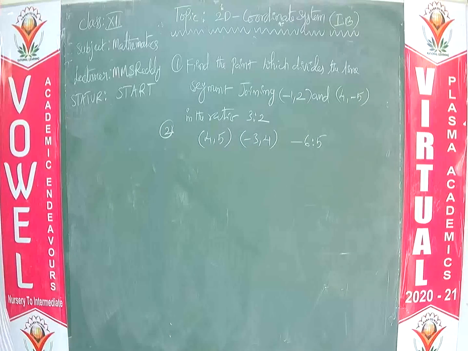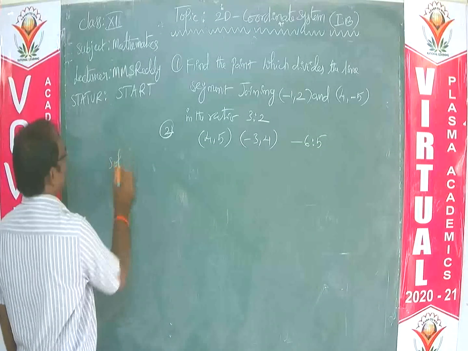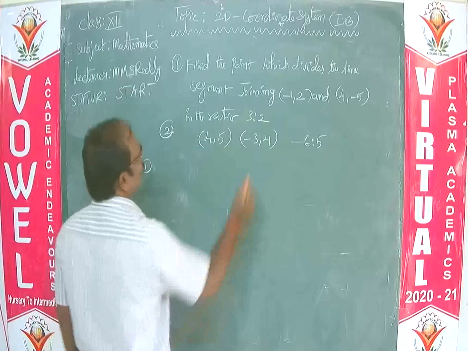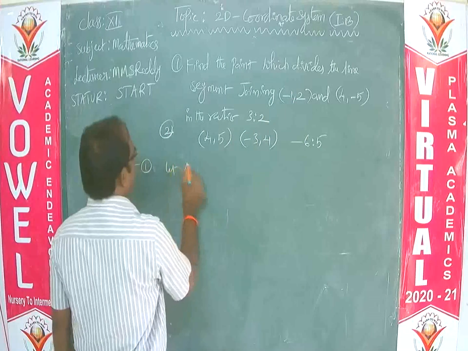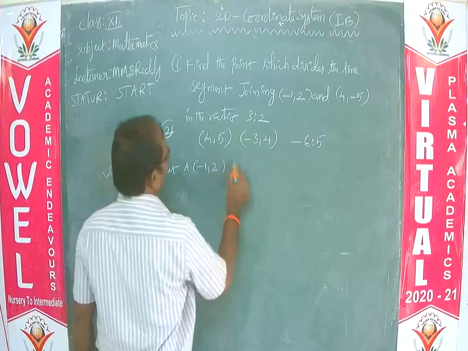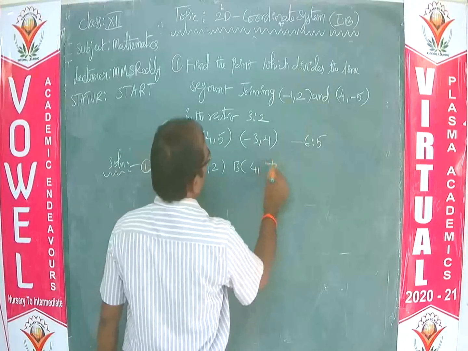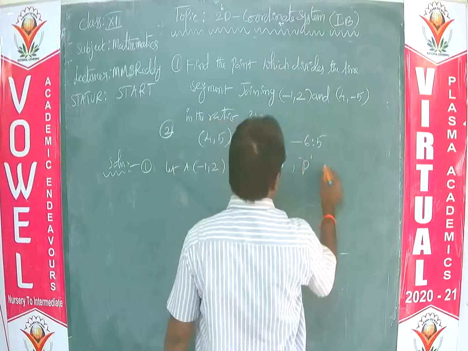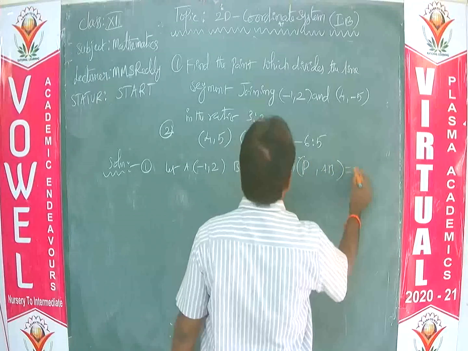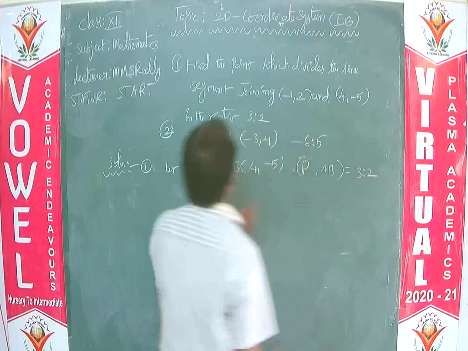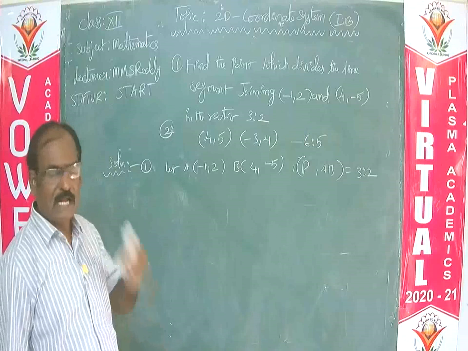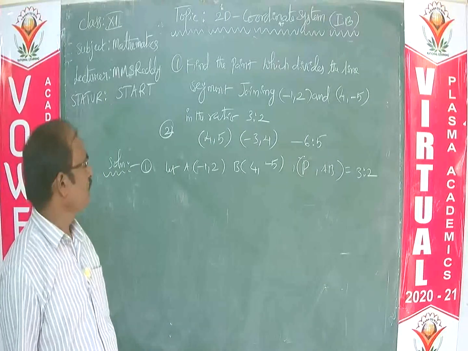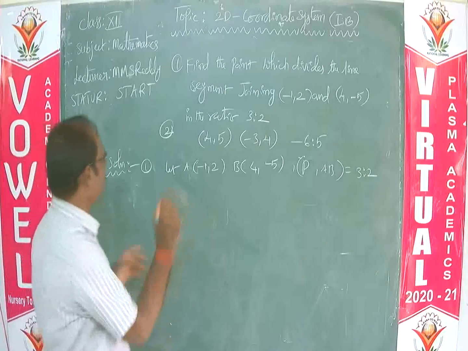Look here. Solution for the first bit. Let the given points be A (minus 1, 2) and B (4, minus 5). Let P divide line segment AB in the ratio 3:2. Here both m and n are positive. Hence, the required point divides AB internally in the ratio 3:2.